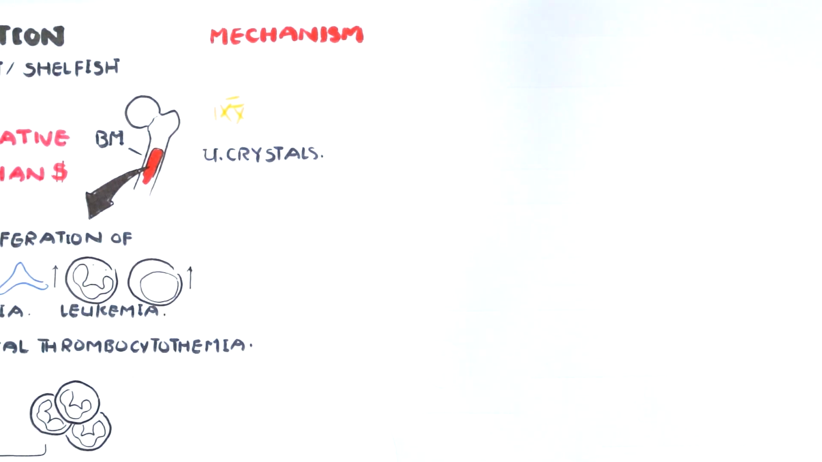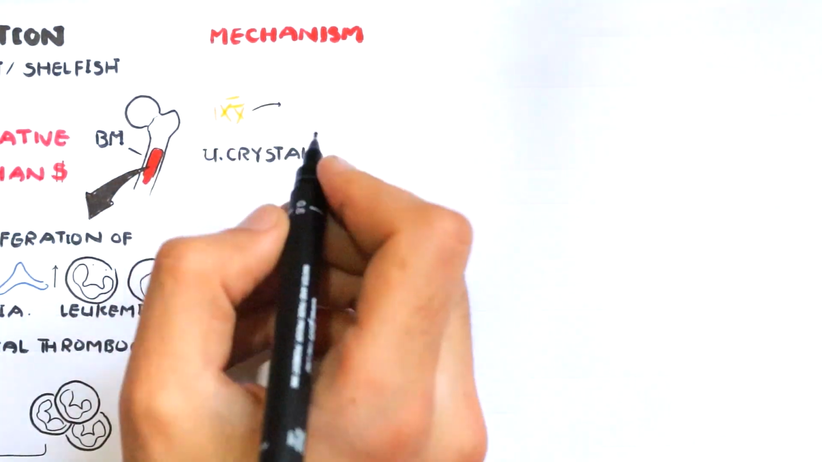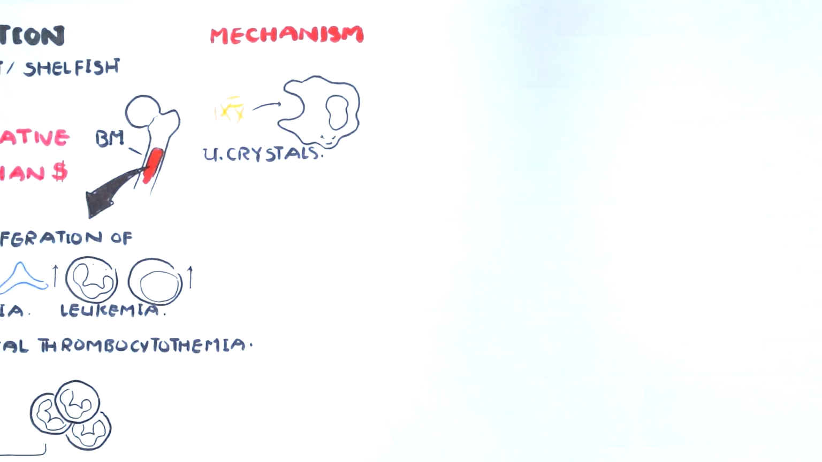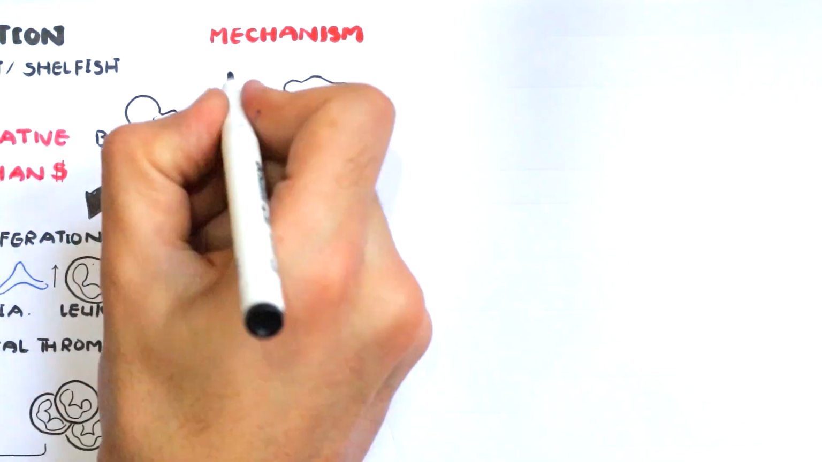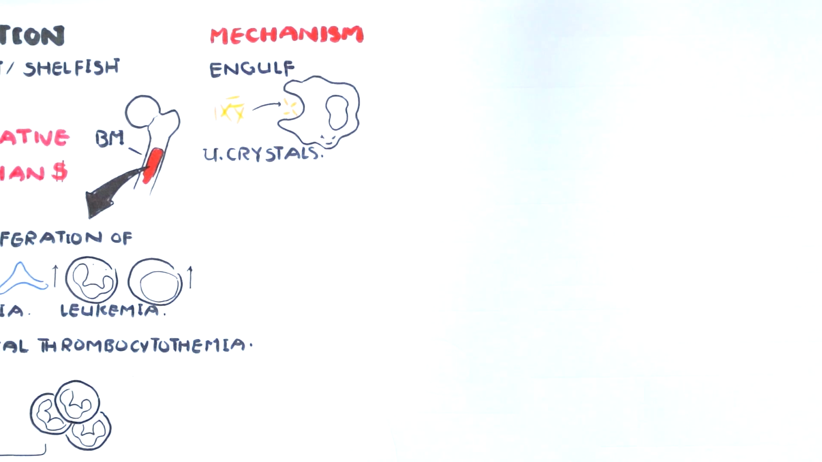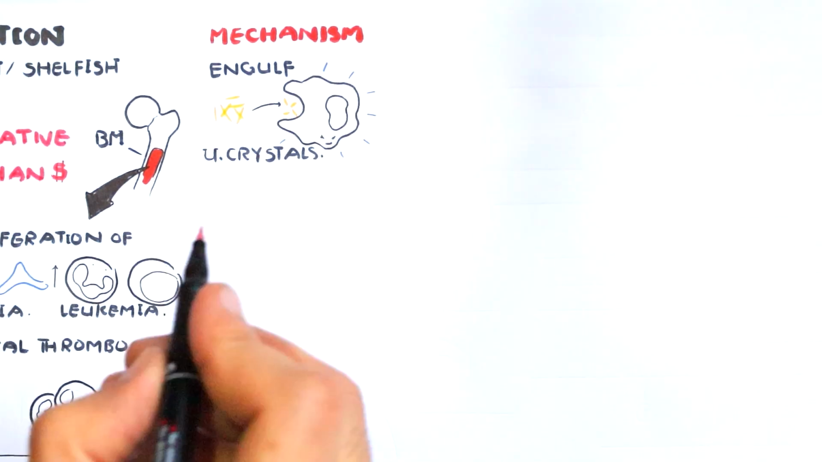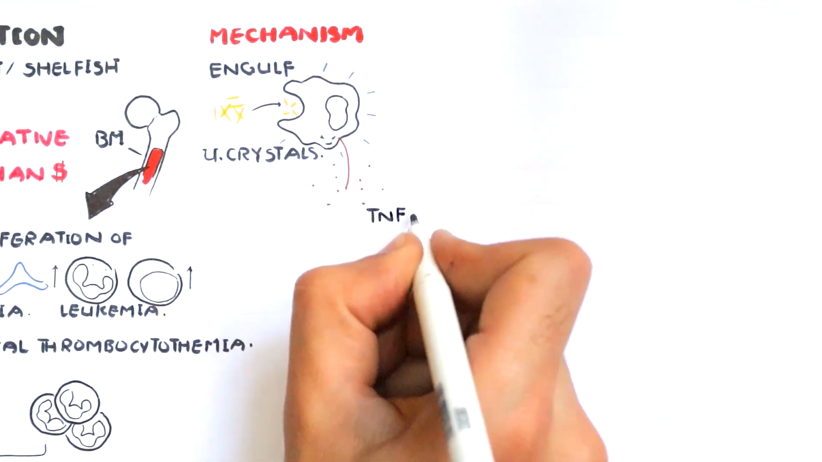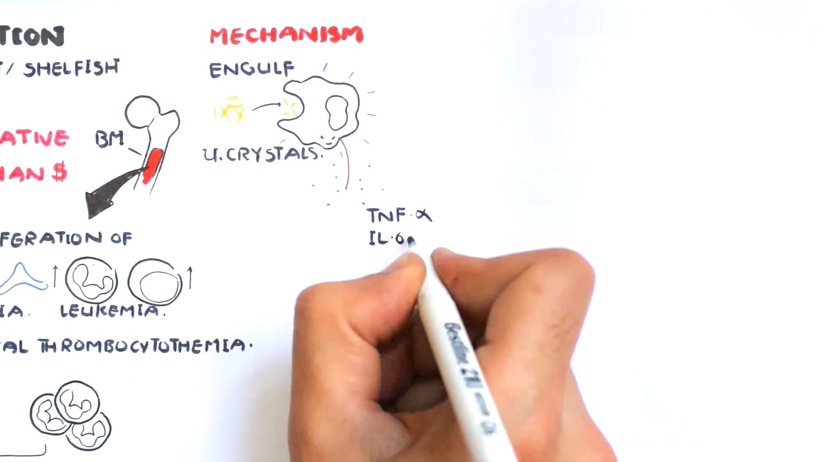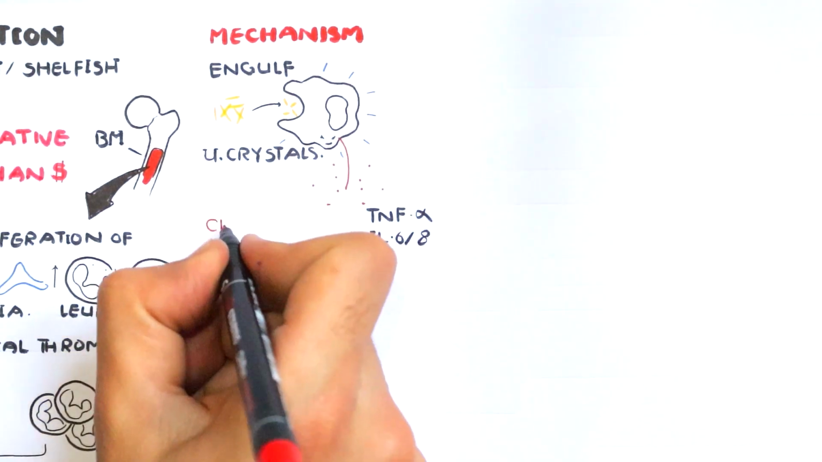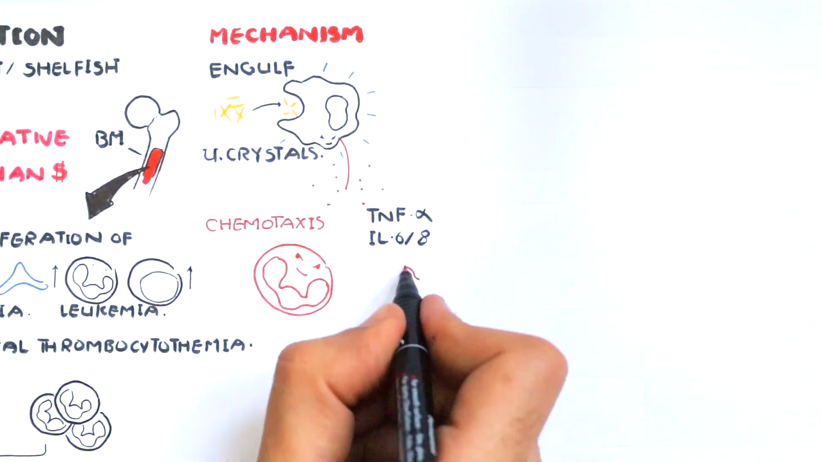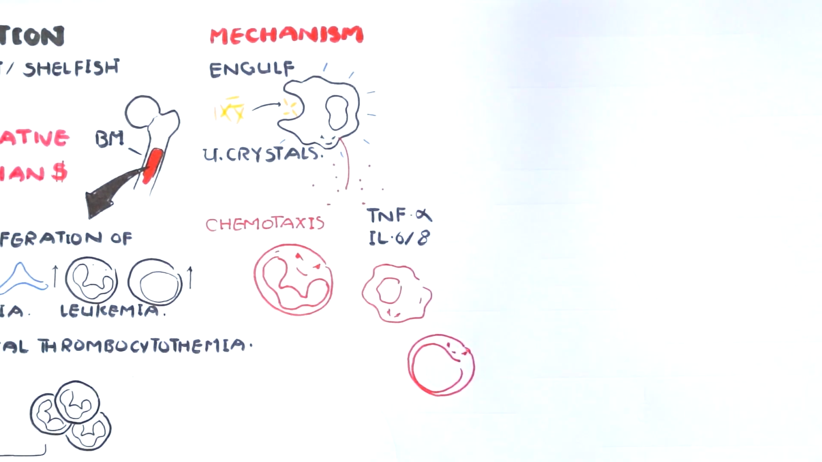When monosodium urate crystals are deposited somewhere in the body, macrophages travel to that area to engulf and phagocytose to destroy those uric acid crystals. Now macrophages become stimulated and active to secrete specific types of proteins called cytokines: tumor necrosis factor alpha, interleukin 6, and interleukin 8. They cause chemotaxis and bring other immune cells to the area of inflammation: polymorphonuclear leukocytes, macrophages, and monocytes.